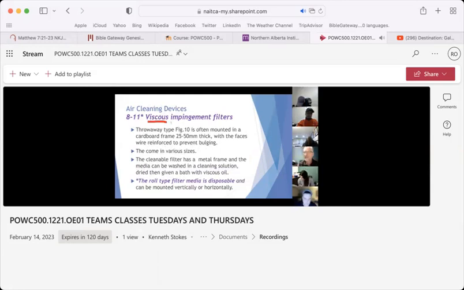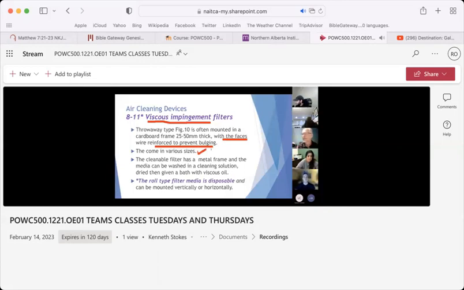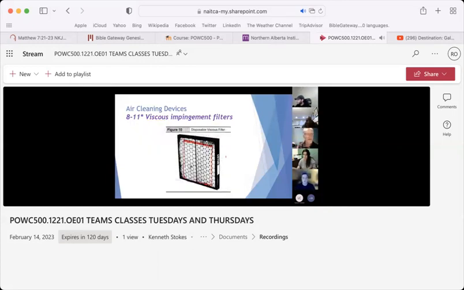Throwaway type, if it's viscous impingement, it's just simply material mounted in a cardboard frame, faces with wire on them to prevent the media from getting out. So this is a disposable viscous filter. So we've got a grill or a grid of some material on here that keeps this thing all together. Various sizes. So these guys can be the 16 by 24 for your home furnace, or 36 by 36 for big industrial HVAC systems and everything in between, right?